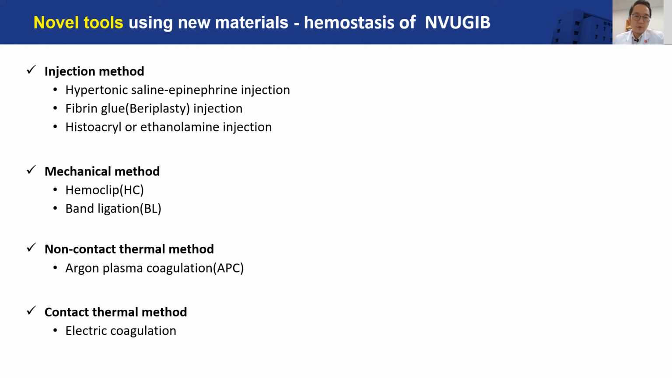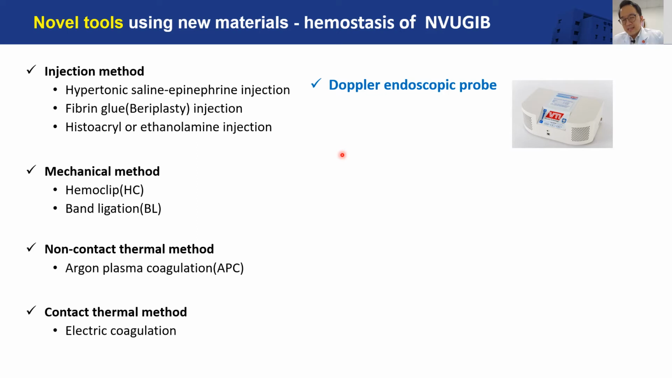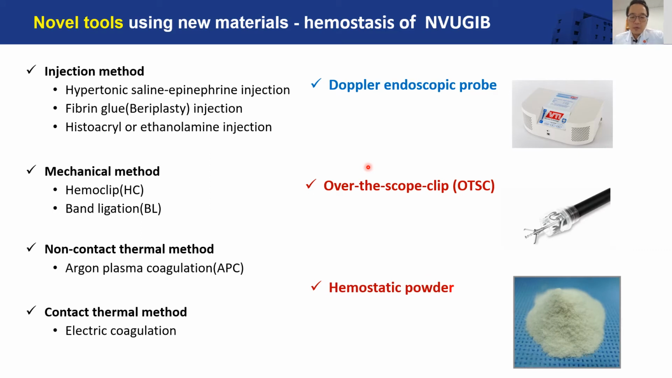Based on the traditional hemostasis methods, there are several novel tools using new materials for hemostasis. The first is a Doppler endoscopic probe, which is exactly not a hemostasis method, but if we use this kind of probe, we can manage the bleeder in more detail. And second is the over-the-scope clip. This clip is more powerful compared to a conventional clip. And another modality is a hemostatic powder, which was developed 5 years ago, and now there are increasing studies evaluating this kind of hemostatic powder for hemostasis.